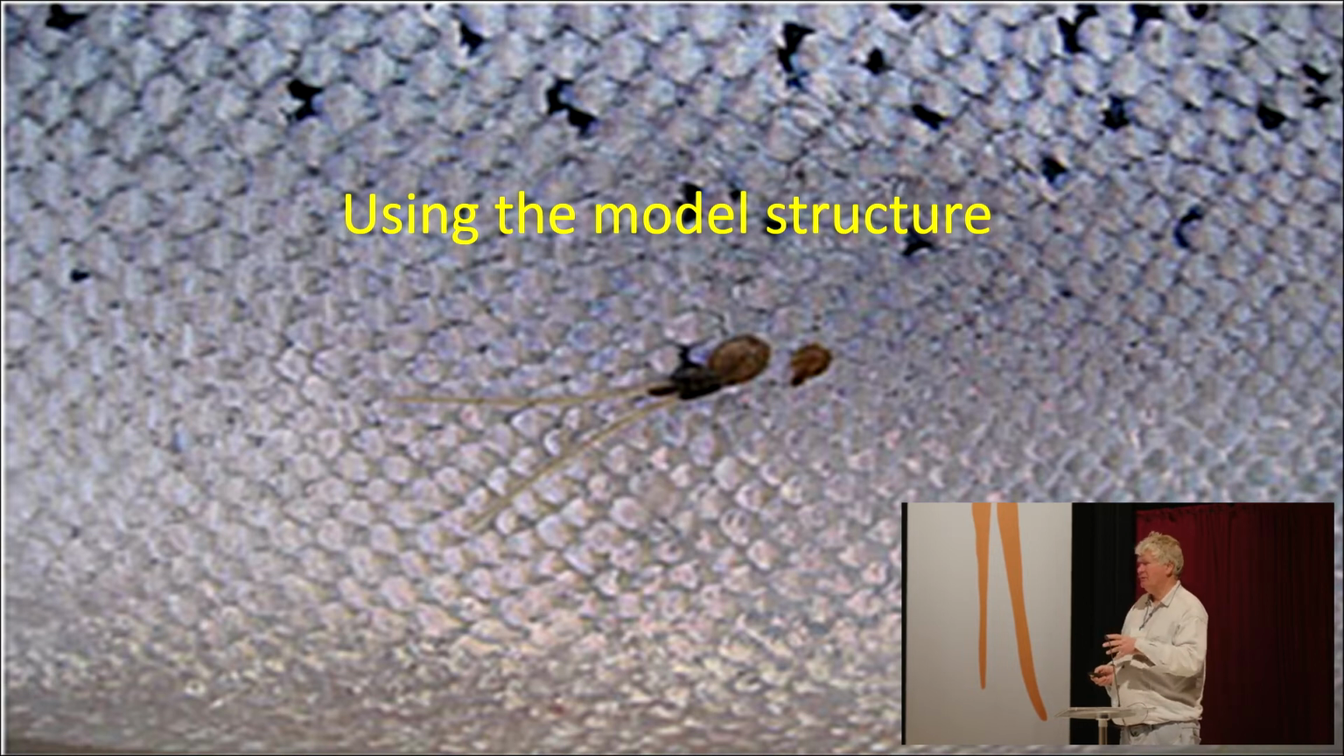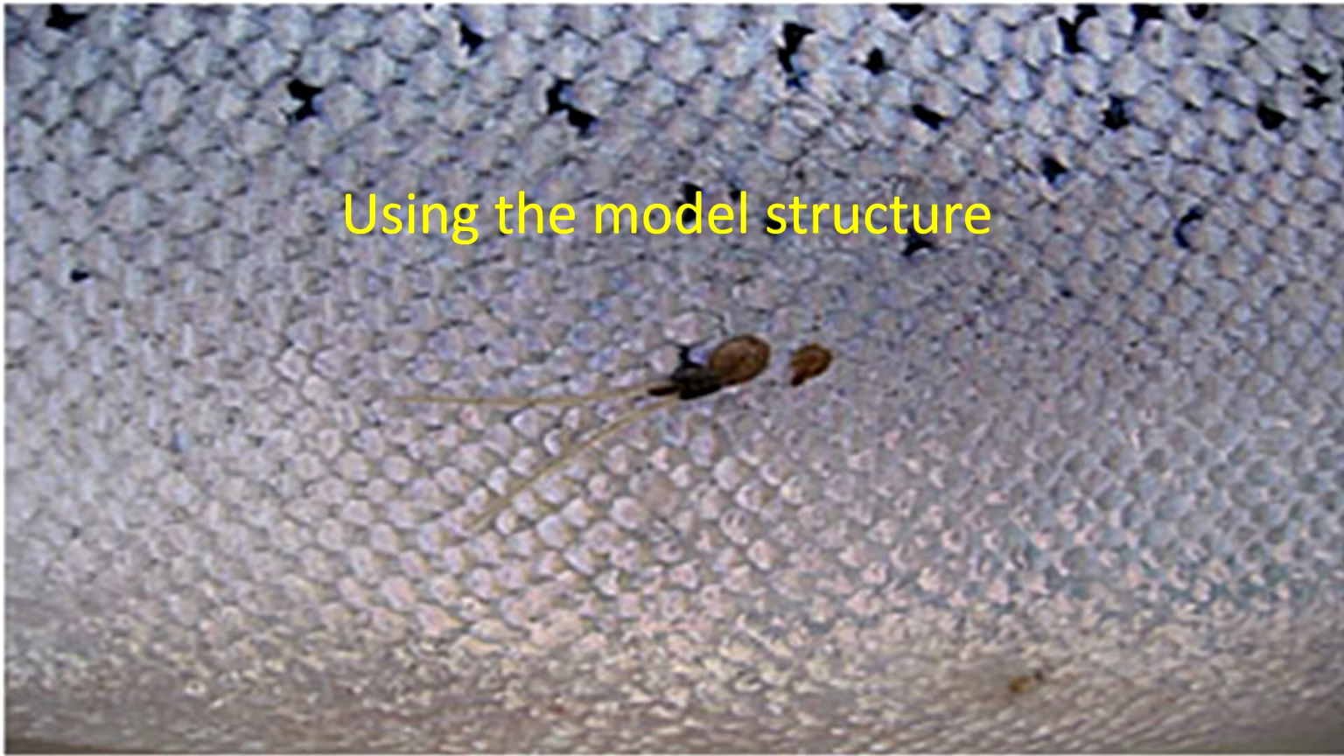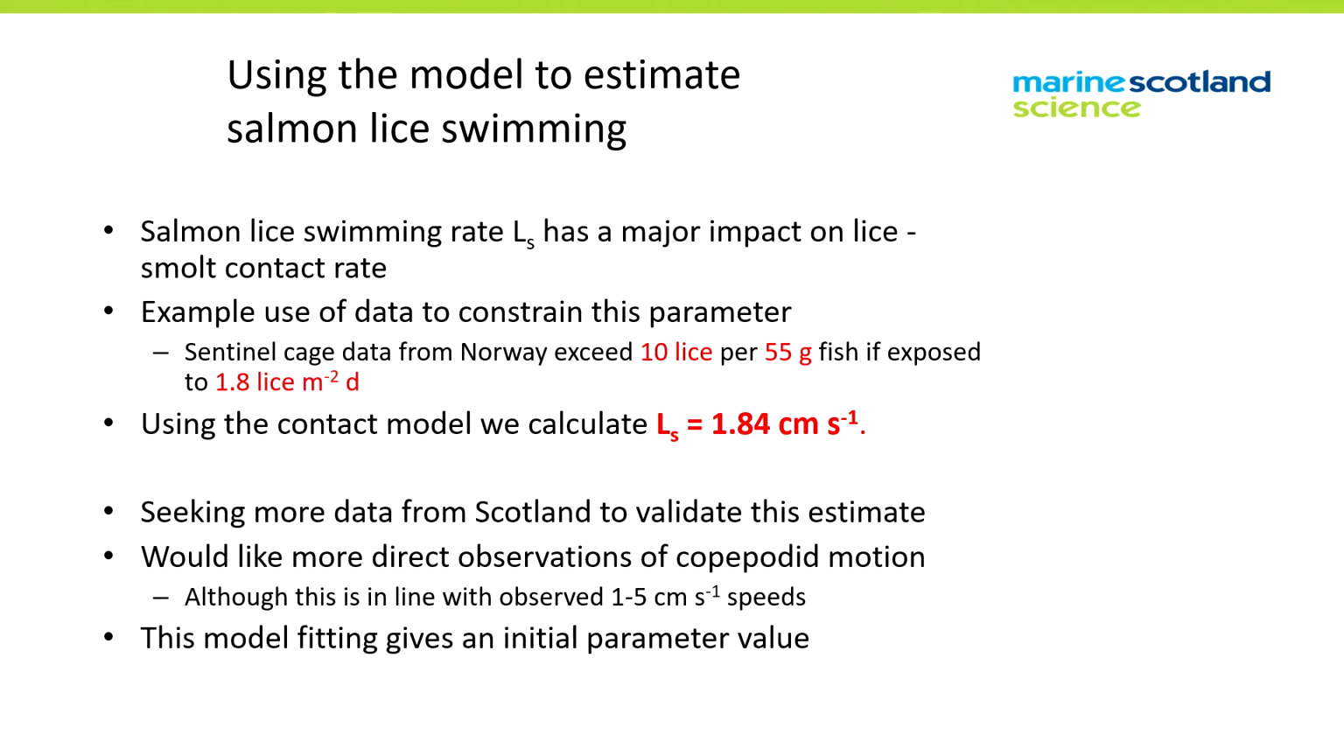So, okay, that's the model structure, which I know I had to rush through because there are rather a lot of individual steps which are all simple in themselves, but there's a lot of them. So, into using the model structure. The first thing is to estimate the salmon lice swimming speed, which is very important for the impact of lice, very important for their contact rate.